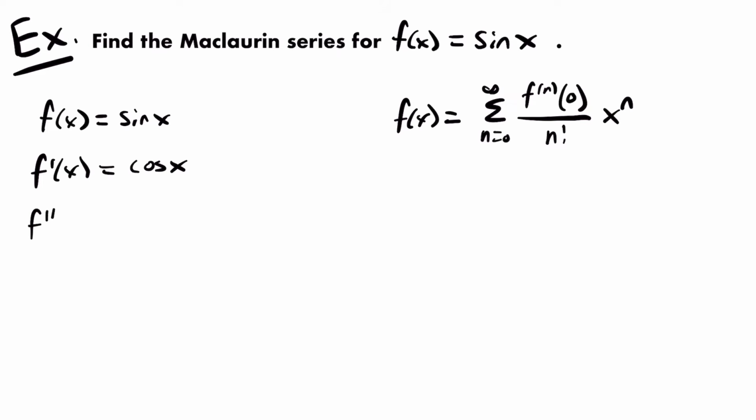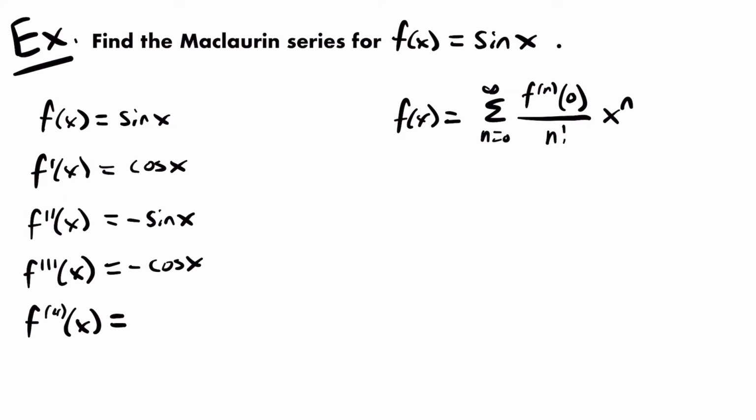Then the second derivative, f double prime of x, will be equal to the derivative of cosine, which is negative sine x. Then f triple prime of x, the third derivative, will be negative cosine x, because the derivative of sine is cosine, so negative sine becomes negative cosine. Then let's do another derivative. The fourth derivative will look like this. The derivative of negative cosine will be positive sine, because the derivative of cosine is negative sine, so that negative and this negative cancel out, and we'll have sine as our fourth derivative.